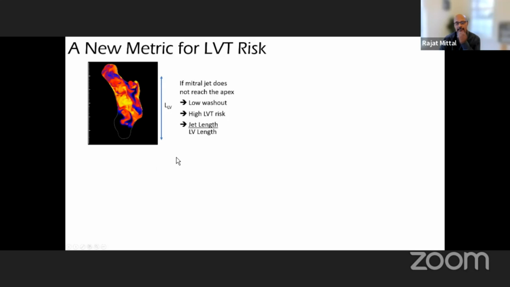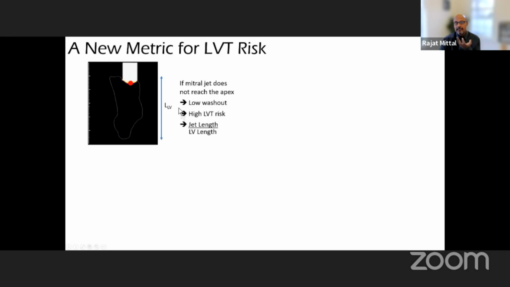So when we looked at these kinds of simulations and their results, it dawned on us that a very simple metric would be the length of this jet divided by the length of the ventricle. If the length of the jet is longer than the length of the ventricle, then we get good washout. If it is less than the length of the ventricle, then we have poor washout. So basically the ratio of the jet length to the LV length would be a very good metric.